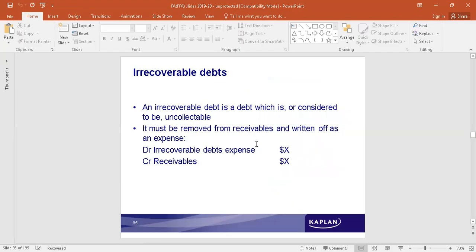If the total amount is collected, then cash to receivables is justifiable. But if the total amount of receivables is not received, a portion of it becomes bad debts. An irrecoverable debt is a debt which is considered to be uncollectible. It must be removed from receivables and written off as an expense. To the extent of the amount which is irrecoverable, it will be debited: the loss is accounted as bad debts or irrecoverable debt expenses. Receivables will no longer be collected to that extent, so it is credited and the account is closed.